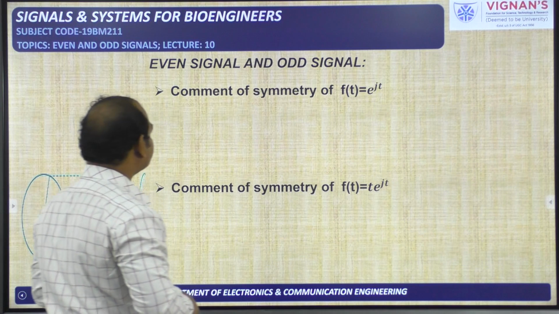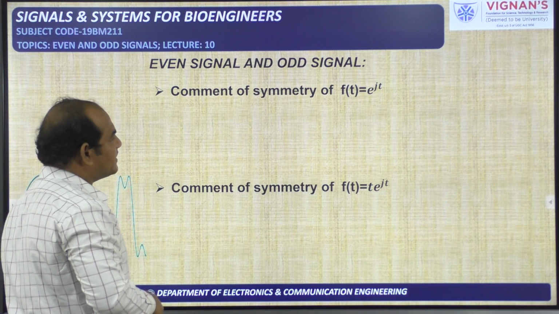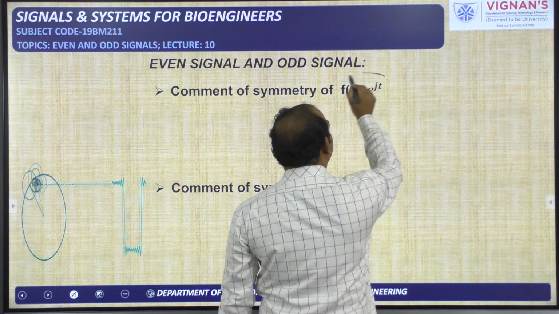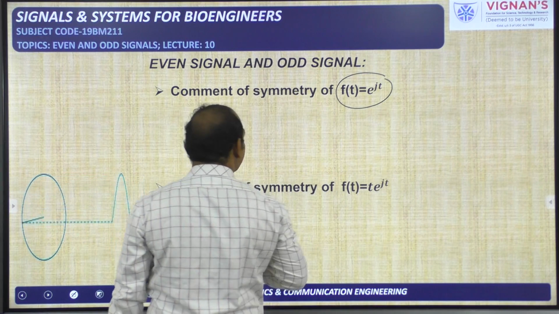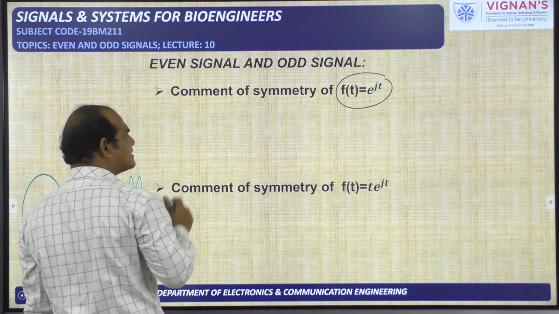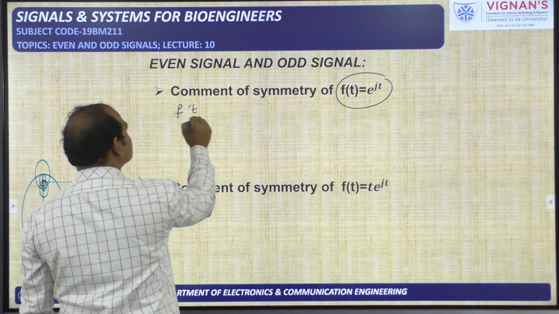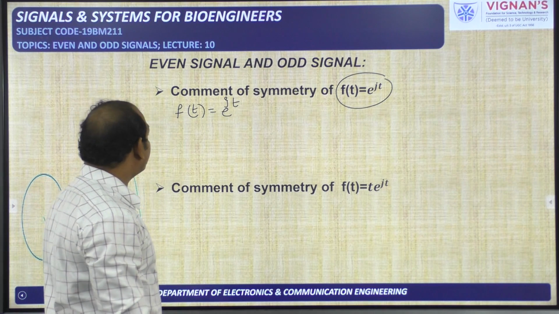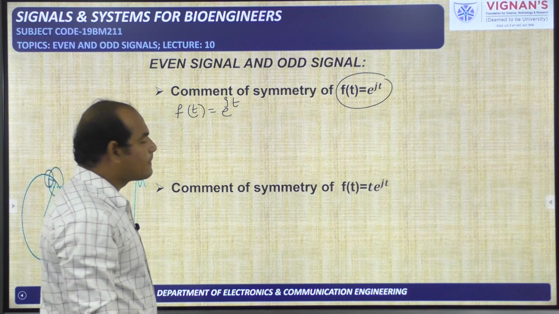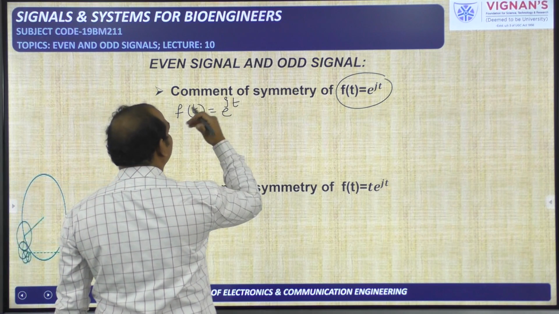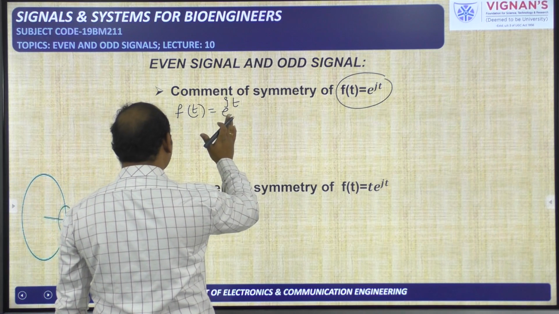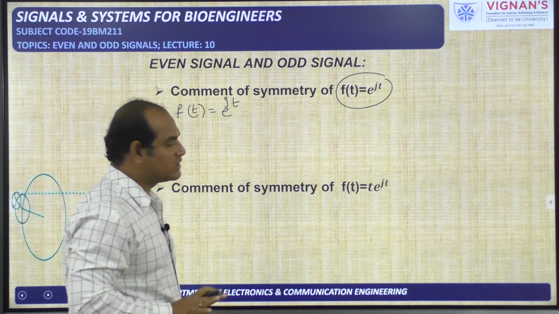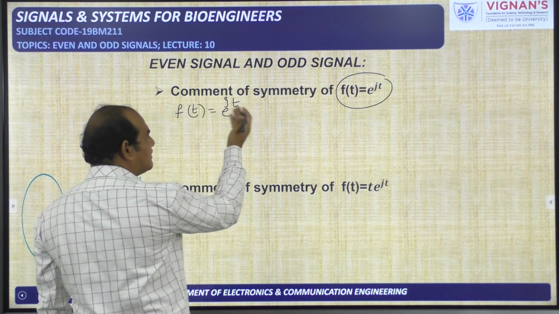Now comment on the symmetry of f of t is equal to e power jt. Here we can understand that it is a complex signal, because j is involved, the imaginary part is involved, so we can consider that it is a complex number. Any complex number has a real part and an imaginary part. Because it is a complex number, by seeing this we can tell it is a complex signal. So we have to apply the definitions of even symmetry and odd symmetry according to the complex signal only. Now we don't know whether it has even symmetry or odd symmetry.